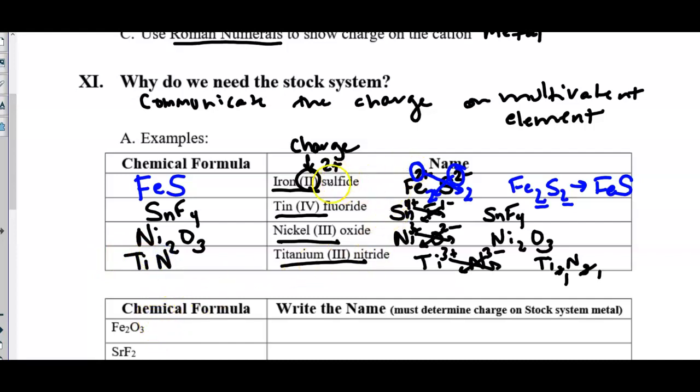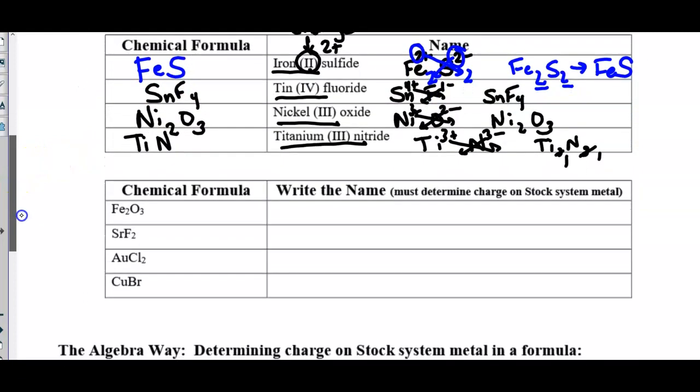Okay, so when you have a Roman numeral, that tells you the charge on the cation. It does not tell you the number of atoms of metal. It tells you the charge on the metal. And that's one of the biggest mistakes we tend to make.